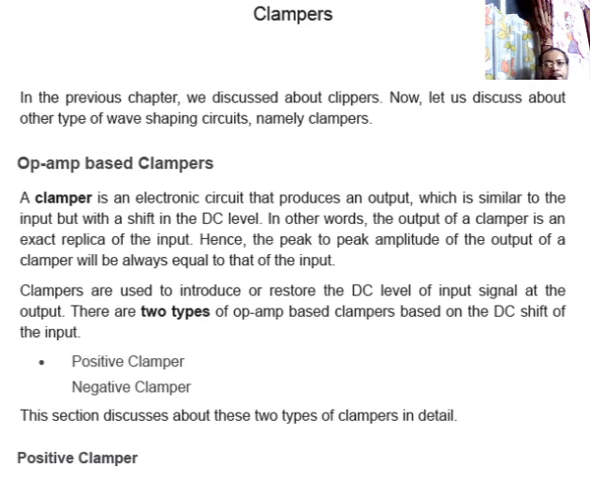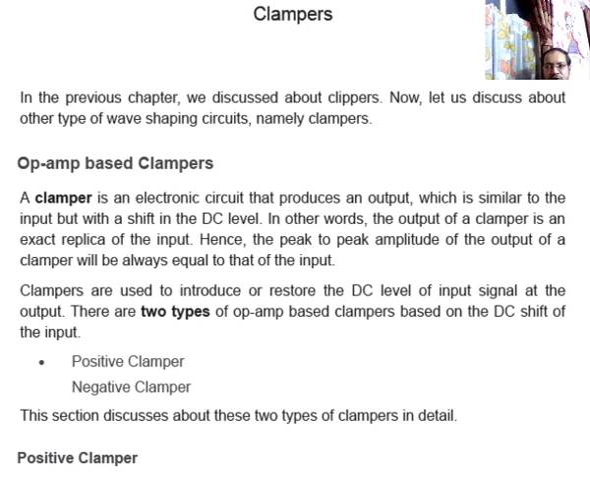Opamp based clamper. A clamper is an electronic circuit that produces an output which is similar to that of the input, but with a shift in the DC level. In other words, the output of a clamper is an exact replica of the input. Hence, the peak-to-peak amplitude of the output of a clamper will always be equal to that of the input.